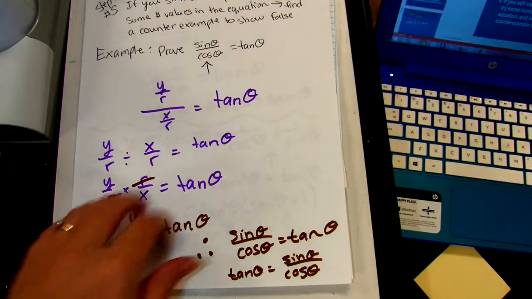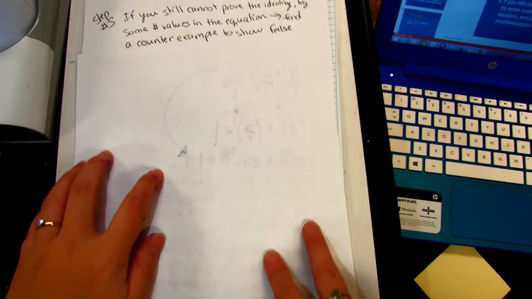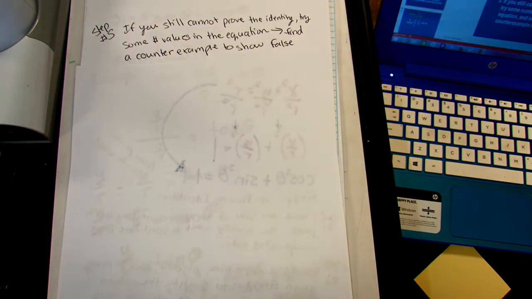Troubleshooting number 5. If you still cannot prove the identity, try some number values in the equation. Plug some numbers in, see if it works.